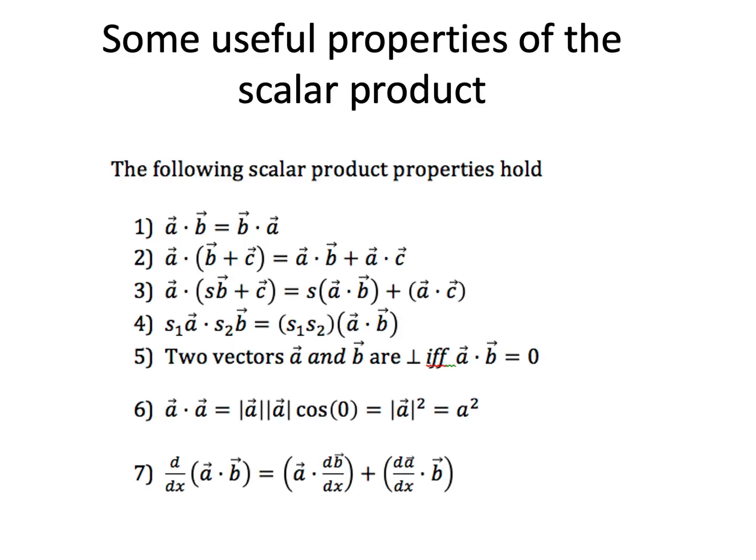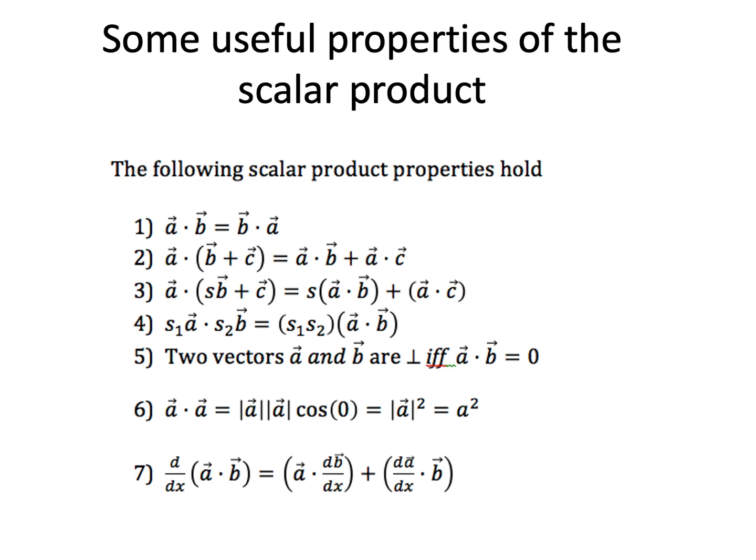Now, on this last slide, I've summarized some of the properties of scalar products. You can find proofs of these. They're not that hard to prove, but I just wanted to show you some of these things so that if you see them, you'll know how to do them. So the first property is that the scalar product is commutative. We've already seen that. A dot B is equal to B dot A.